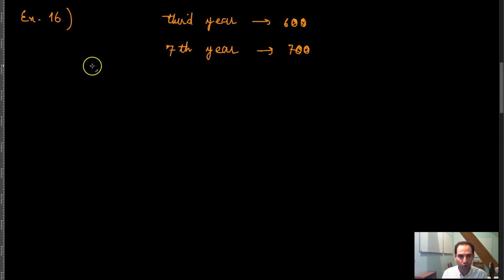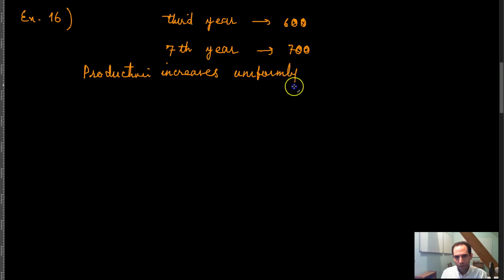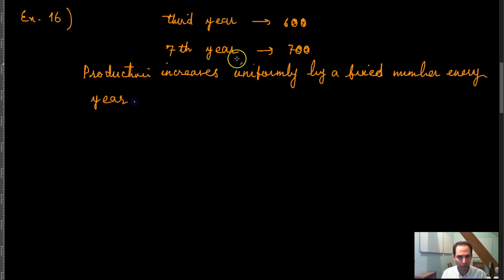So when you say that the production increases uniformly by a fixed number every year, that means that you are dealing with an arithmetic progression, which means that you have your A of 1, your A of 2, A of 3, A of 4, A of 5, and so on and so forth. And your A of 3 is equal to 600, and your A of 7 is equal to 700, right?